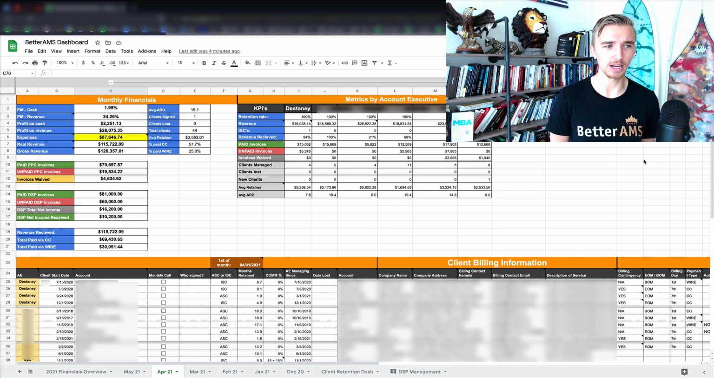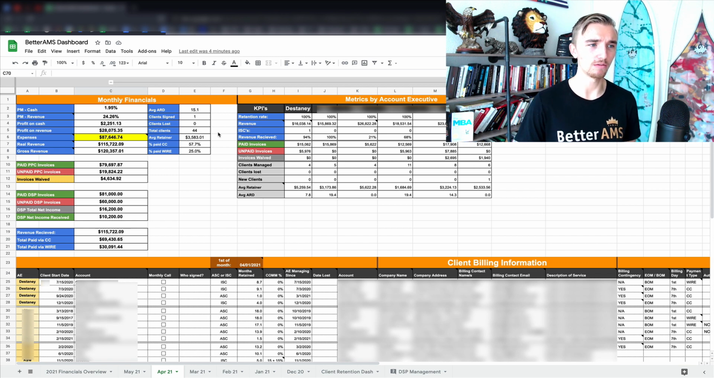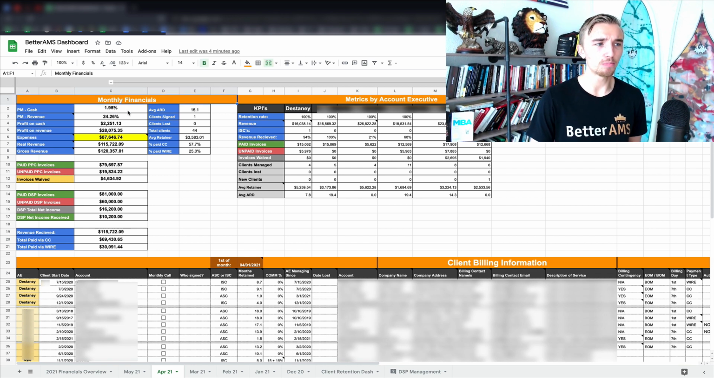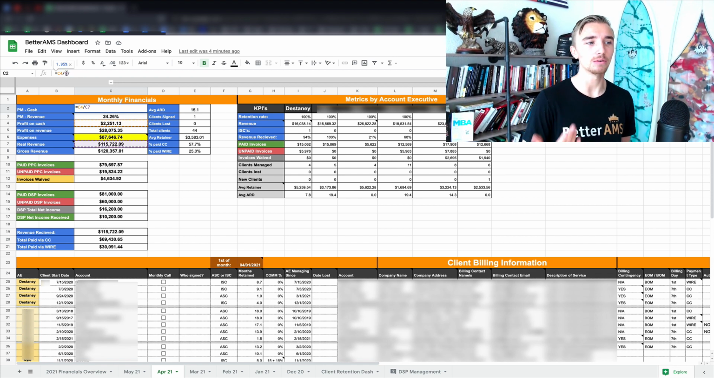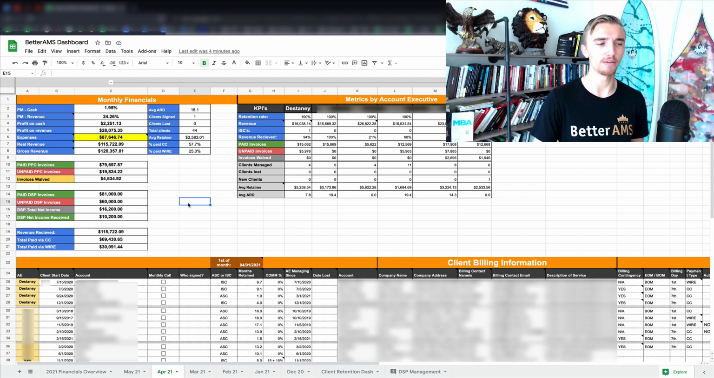I'll hover over it with my mouse here. So profit margin on cash, right now it's 1.95%. This is essentially just calculating the overall profit on cash divided by the real revenue so that we can see what our profit margin is based on what we've collected. Pretty straightforward.